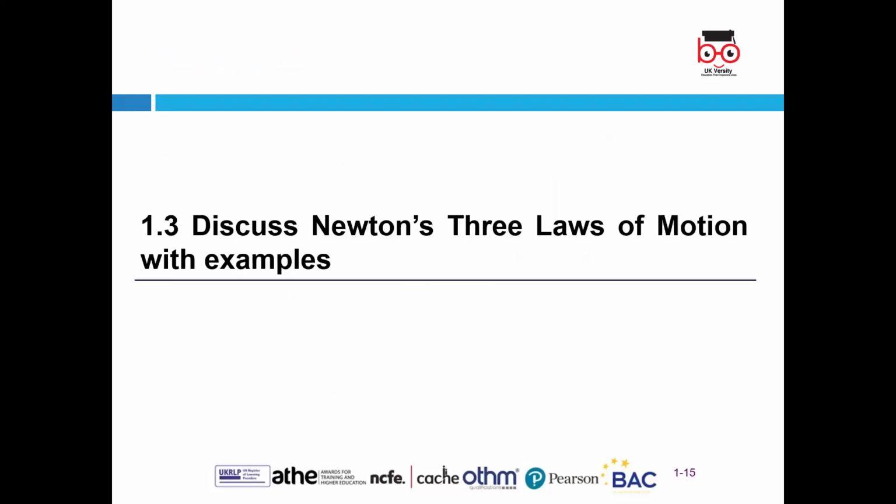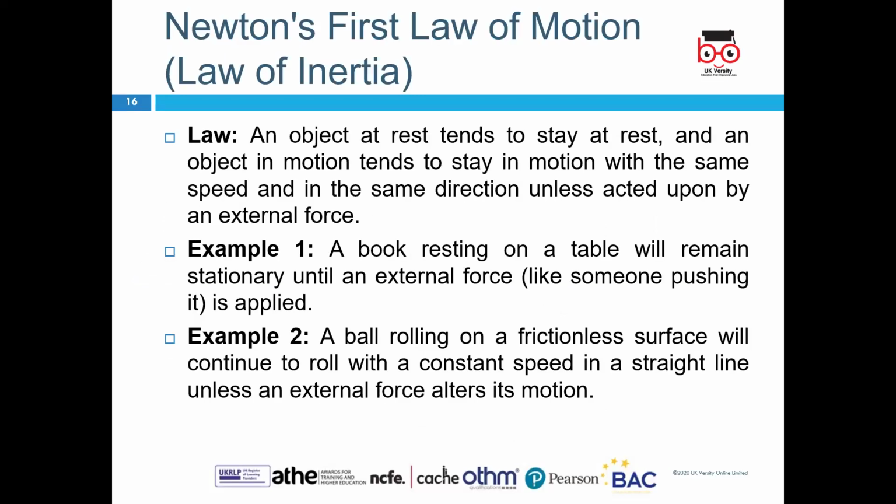Okay. So next we move into discussing Newton's 3 laws of motion with examples. So there are 3 fundamental laws of motion which were proposed by Newton. So the first law is also known as the law of inertia. It states that an object at rest will stay at rest, and an object in motion will remain in motion unless an external force is acted upon it.